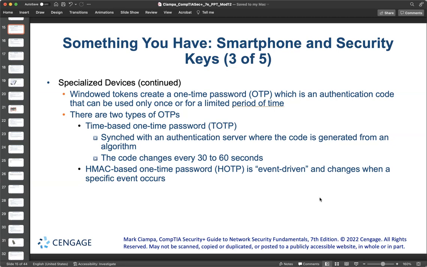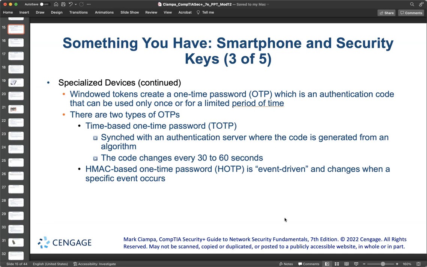Depending on what system you're using, these times can vary, but 1 minute is kind of a standard time now for most of these TOTP providers. We also have HMAC-based one-time password, or HOTP, which is an event-driven system and changes when a specific event occurs. Basically, think about whenever you open a certain application, that can be an event to send you that one-time password. Whenever you want to download a file, that can be an event to send you that one-time password, right?